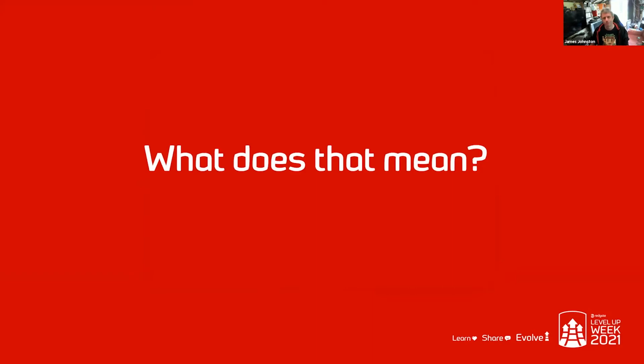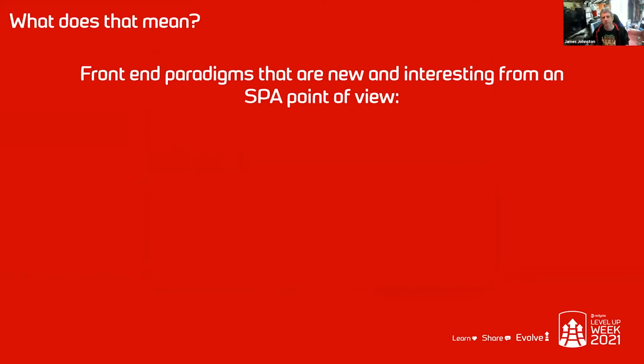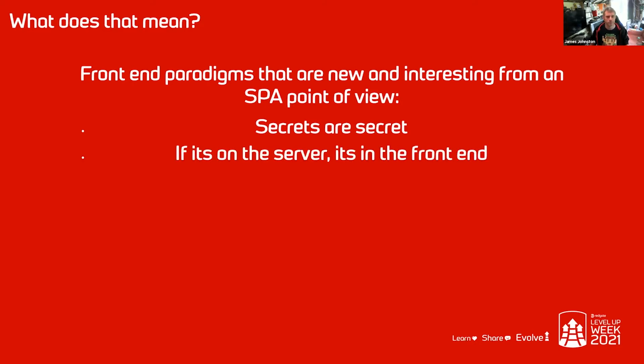So what does this mean? Let's think about front-end paradigms that are new and interesting from a single-page app point of view. Secrets are secret. Private keys can be consumed in the front end and yet remain private. If it's on the server, it's in the front end. The file system, other machines on the LAN, ports behind the firewall, the lot. It is all accessible.